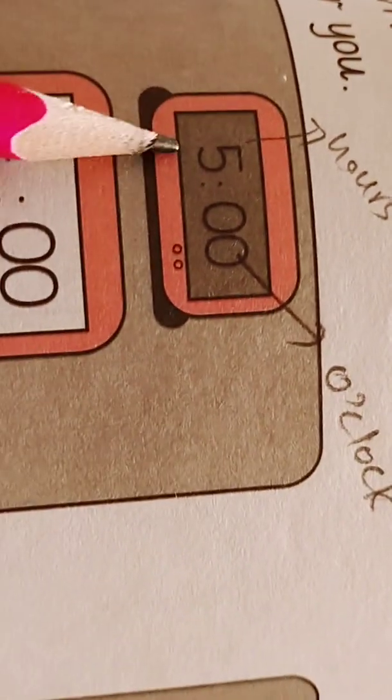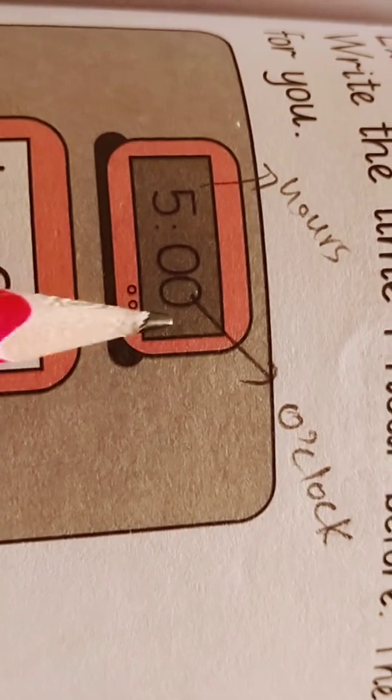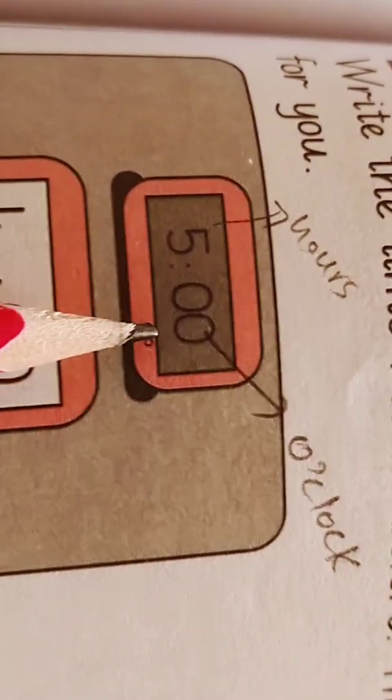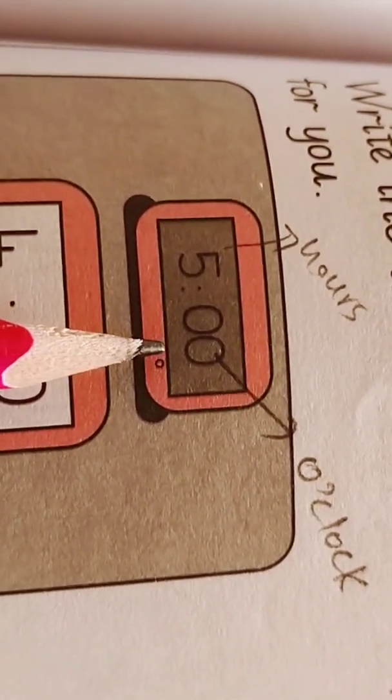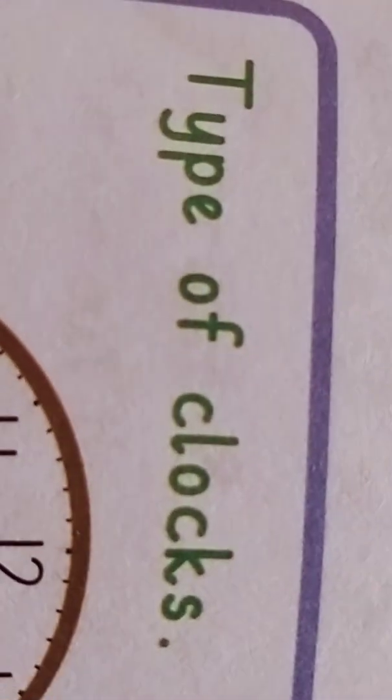This time is 5 o'clock. O'clock means 60 minutes completed, 1 hour completed. This time is 2 o'clock. This is 8:30, half past 8.